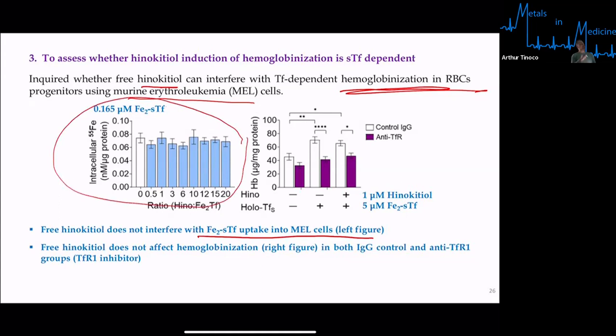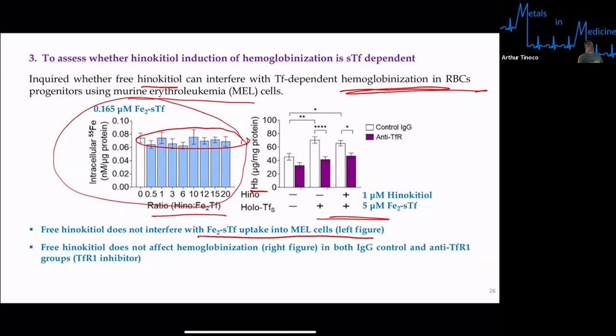Here we're dosing the cells with 0.165 micromolar of iron-bound serum transferrin and having different amounts of the ligand itself. We see that the same amount of iron is getting inside the actual cells. So that's not affecting the amount of iron getting in. Another thing is looking at the amount of hemoglobin getting produced, the hemoglobinization. Are we seeing an effect there? It turns out that the ligand does not affect the hemoglobinization. That's what we observe on the right.